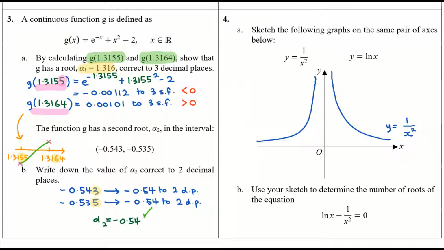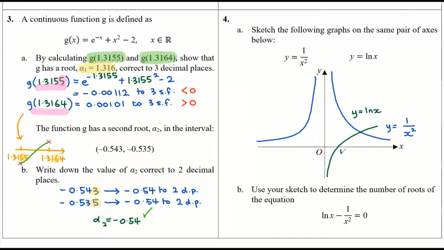And if I now add y equals log x, another standard function, we know it's going to go up like this. So this is going to be y is equal to the natural log of x. And we have an x-intercept at 1. And again, it's asymptotic on the y-axis and purely positive x values only. So it says, use your sketch to determine the number of roots of this equation.